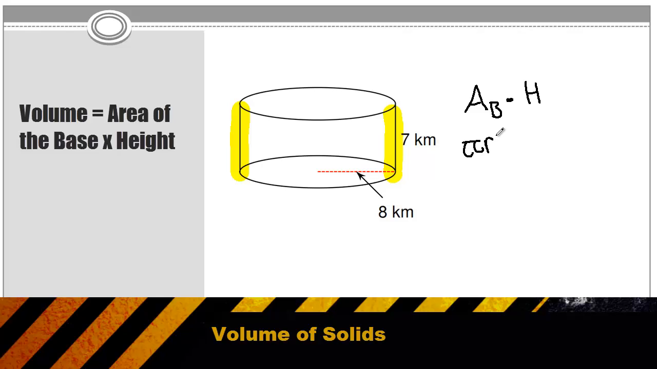In this case, my base is a circle, so the formula I use for area is pi times my radius squared. So the area of my base is going to be 64 pi. And then to find my volume, I will multiply that by my height of 7.